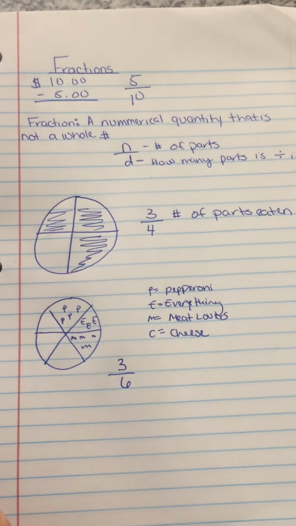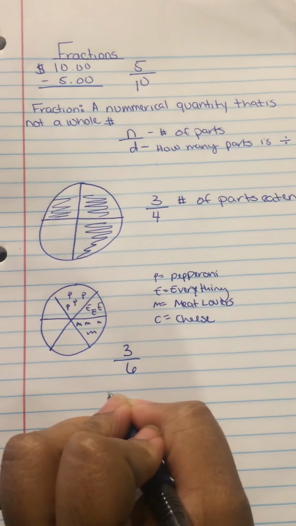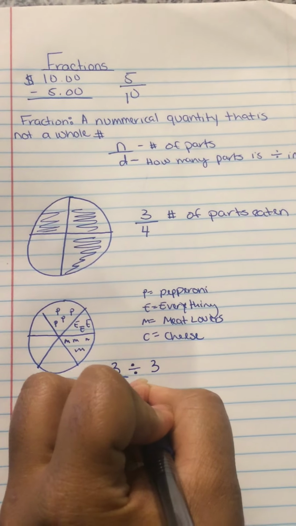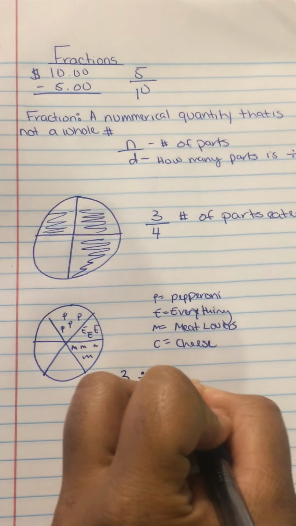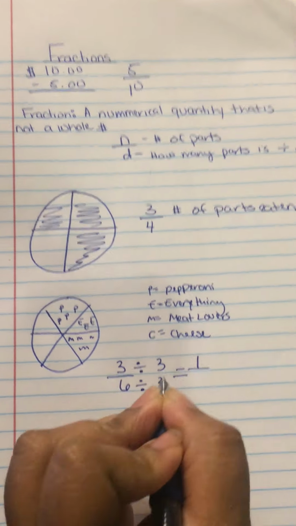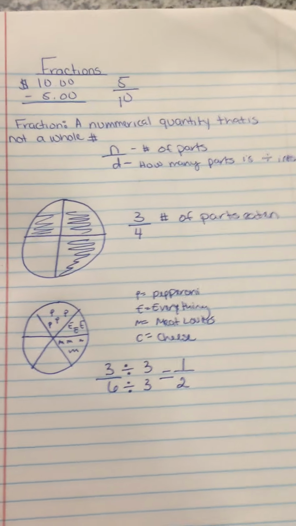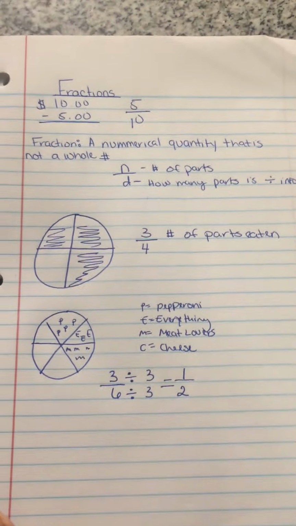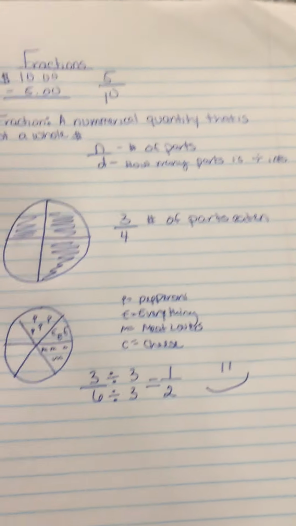So in order to turn it into 1 over 2, I'm going to divide the top number and the bottom number by 3. So I'm going to make a divide sign and divide 3 on the numerator and the denominator. In order to reduce a fraction, you have to do the same at the top as you do at the bottom. 3 divided by 3 is 1, and 6 divided by 3 is 2, because 3 goes into 6 2 times. And that's basically how you write fractions and how you could simplify them as well.